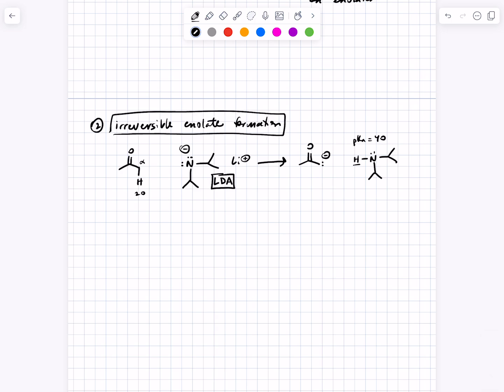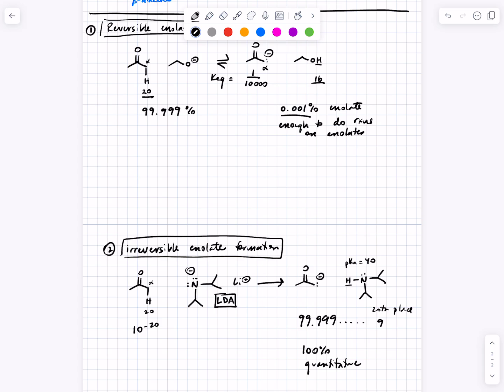This would be 99.99 out to the 20th place. And this would be 10 to the minus 20-ish %. So basically, at that point, we're willing to round up to 100, okay? So that's essentially 100% or quantitative enolate formation. So you're seeing that depending on the base that we use, a weaker base here, a much stronger base here, we can get either a small amount of enolate or 100% enolate.